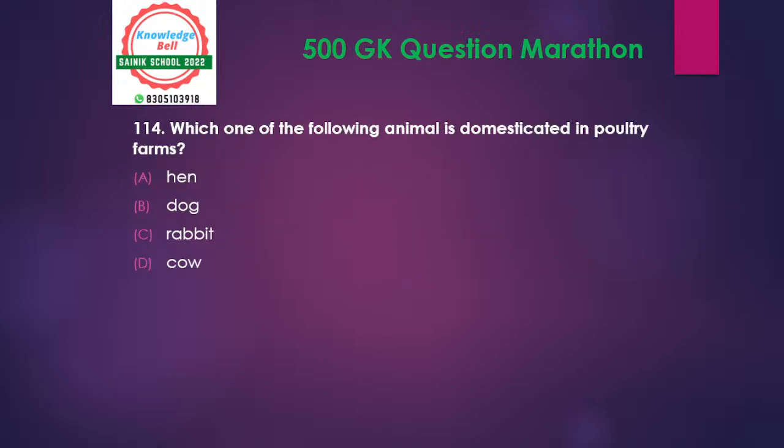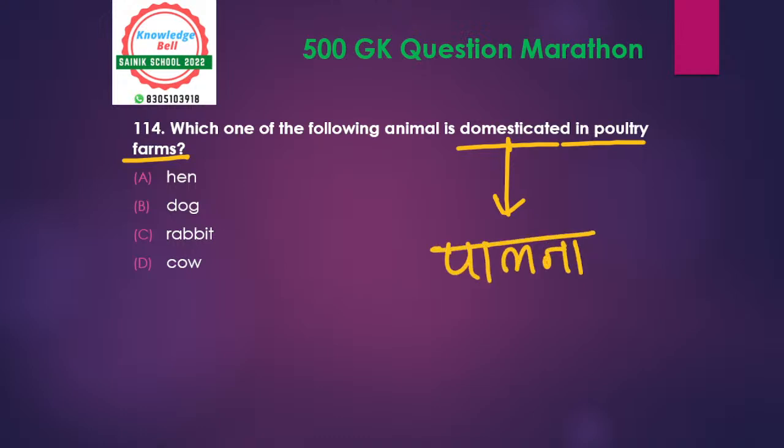Question number 114. Which of the following animals is domesticated in a poultry farm? What is the meaning of domesticated? Rearing any animal is called domestication. So domesticated animals are, for example, dogs and cows.